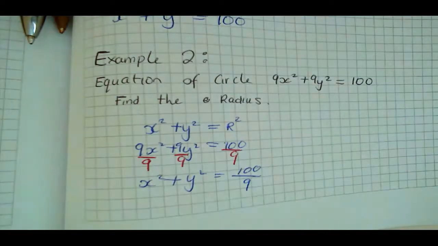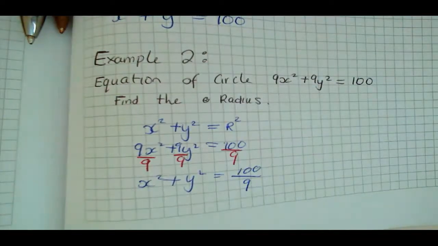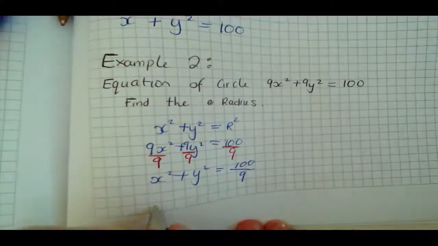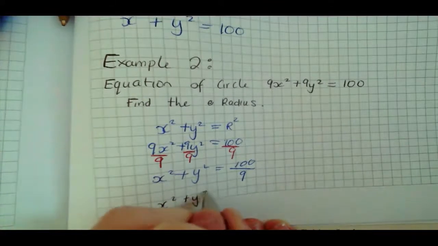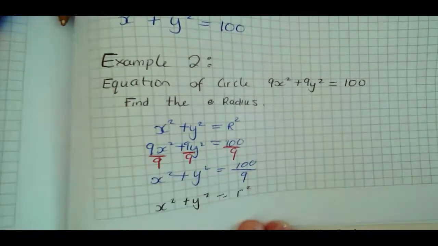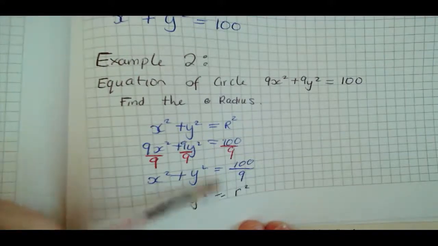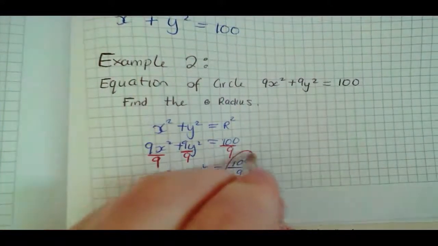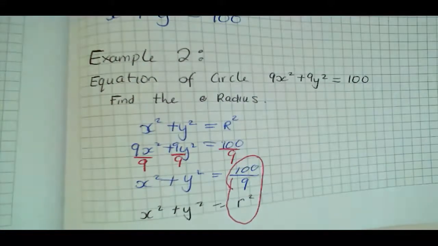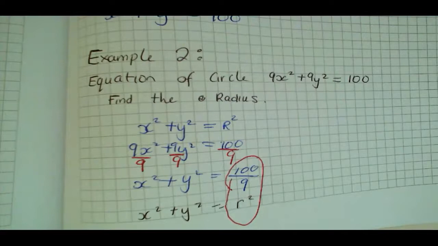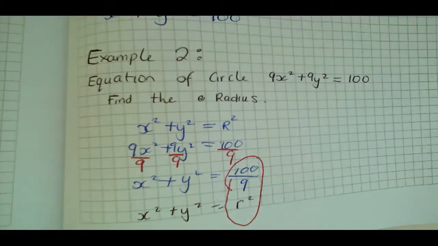Okay, so now we have it in the form of x squared plus y squared is equal to r squared. So if we just rewrite out our equation there, so we can match up our r squared then. So then we know that r squared is equal to 100 over 9. Okay, so r squared is equal to 100 over 9.